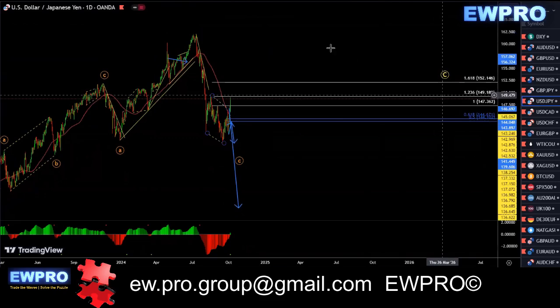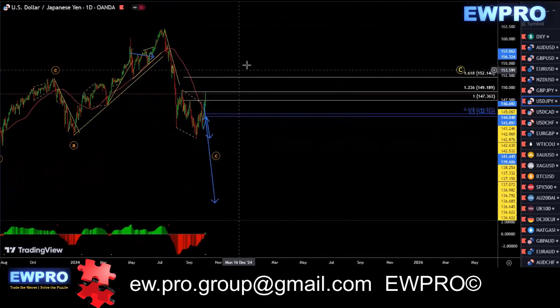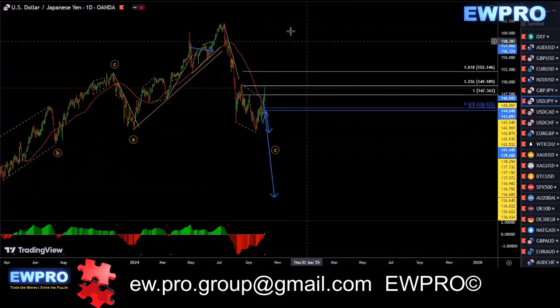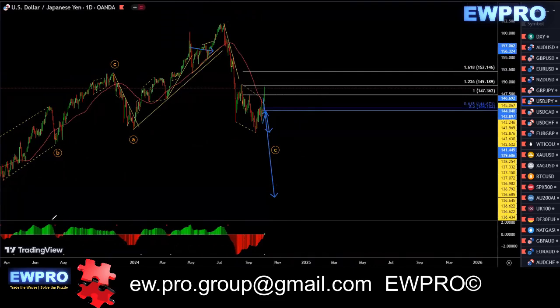UY, I'm looking for a flat in here. It's gone a lot further. Like we had all the bearish divergence on the daily. We had this nice impulse down, and I was looking for an A, B, C, a flat in here. This one's gone a little bit further than I thought.